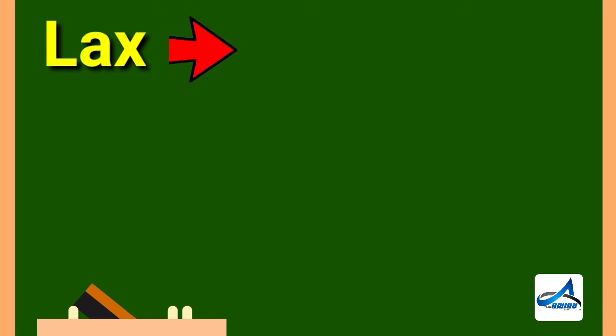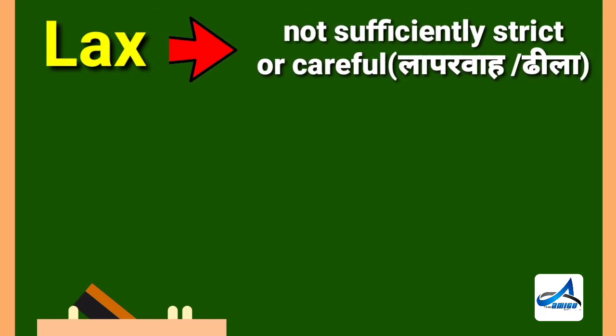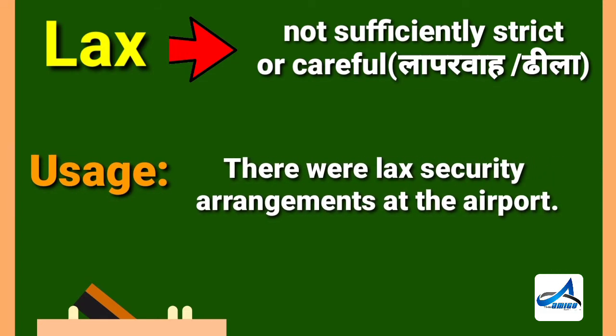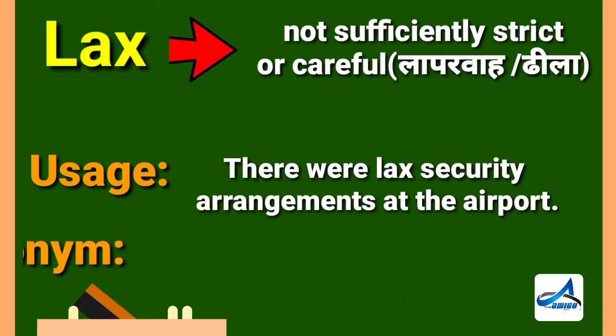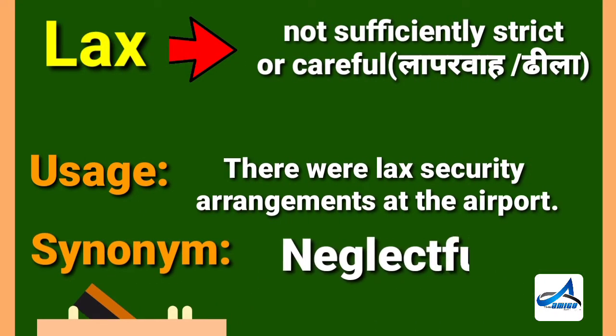Now moving to the next word, lax. Friends, lax means not sufficiently strict or careful. Its Hindi meaning is लापरवाह या फिर ढीला. Now look at its sentence. There were lax security arrangements at the airport. Its synonym is neglectful.